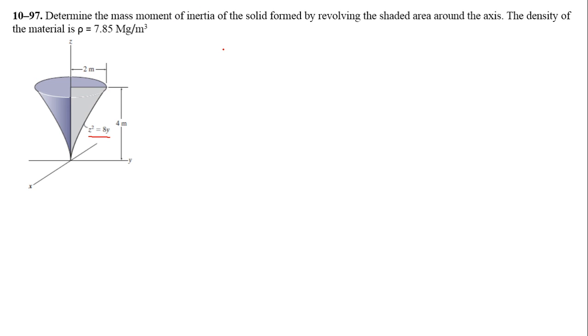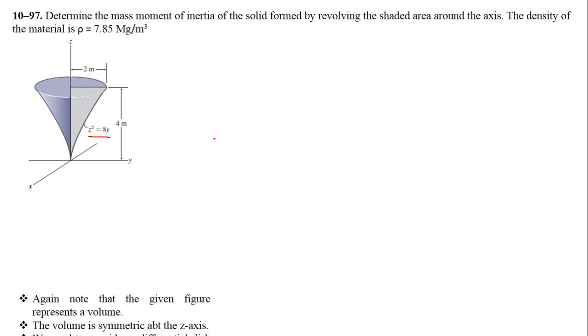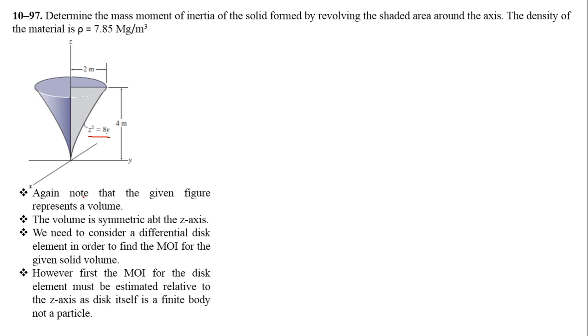Because moment of inertia has nothing to do with the area. It has to do with the body and with the volume. So again, you have to note that the given figure represents a volume. The volume is symmetric about the z-axis. So it is really symmetric about the z-axis. And we need to consider a differential disk element in order to find the moment of inertia for the given solid.